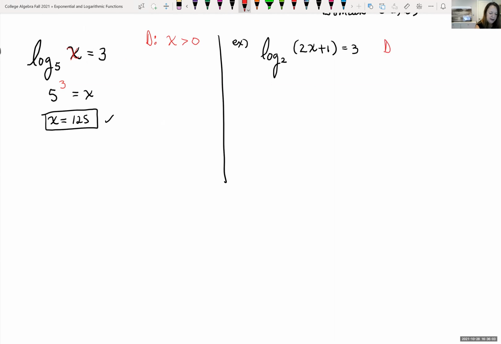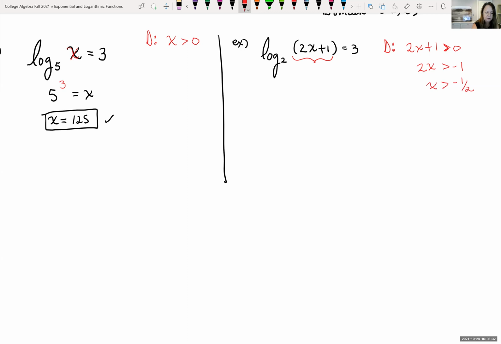Our domain, what we're taking the log of, in this case 2x + 1, has to be bigger than 0. It's a linear inequality, so we can just solve it like it's an equal sign. The only thing we have to worry about is dividing or multiplying by a negative number, which would flip our inequality, but we're not doing that here. Subtracting 1, we get 2x is greater than -1. Divide by 2, we get x is greater than -1/2.